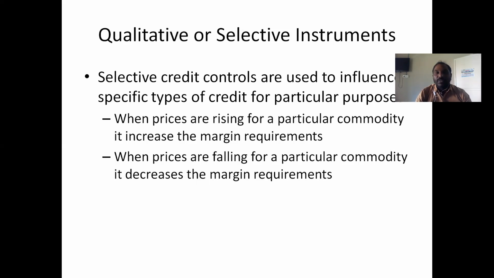For example, like priority sector lending, where each scheduled commercial bank was set to issue 18% of its net bank credit to the agriculture sector. In the same way, the Reserve Bank of India, or the central bank, controls the monetary policy in India.